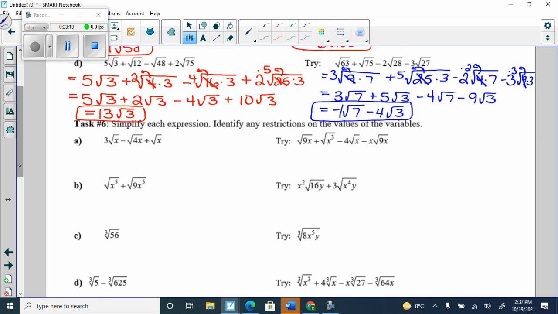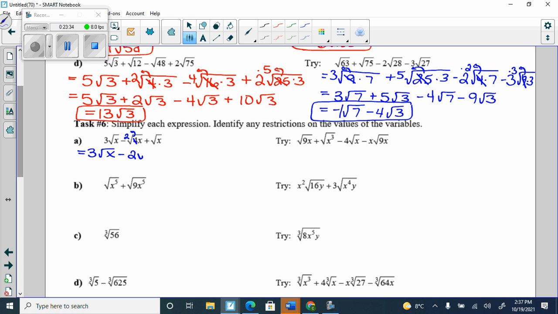We're going to look at task 6. Can I reduce any of them? 3 root x. Can I take an x out? No, it needs to be an x squared, right? The 4 I can. So the 3 root x stays the same. The 4 root x, the 4 can come out and be a 2.